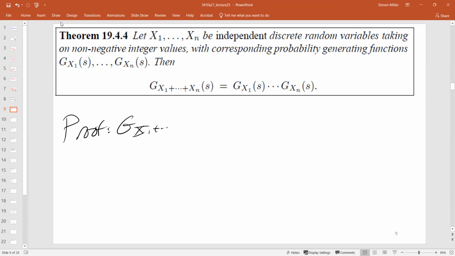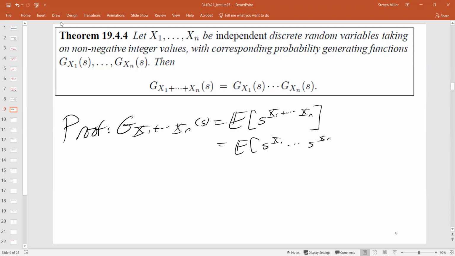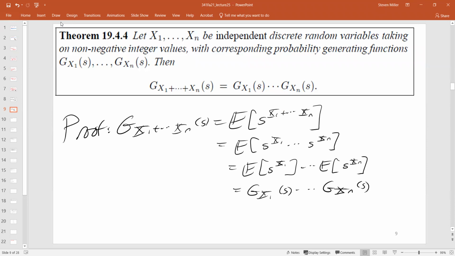Okay, so one thing you could do is write this as the expected value of s to the x1 plus ... plus xn. And then this is just the expected value of s^x1 times ... times s^xn. Because they're independent, it factors. And then this is just the generating function of x1 times ... times the generating function of xn. But there's another proof.